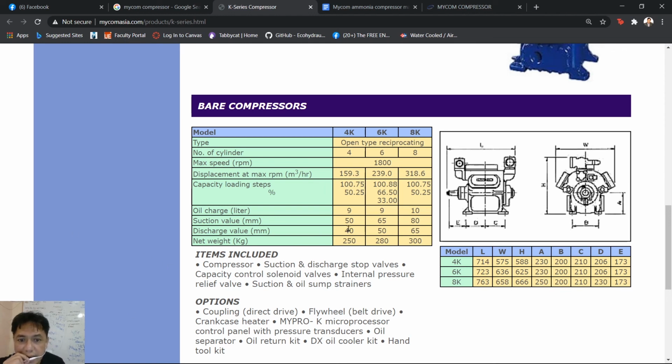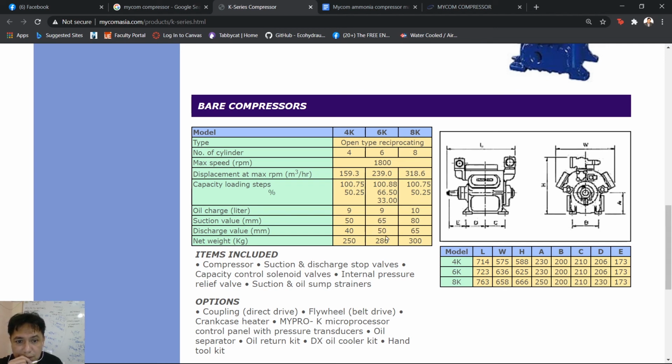Sa lahat ng design, ito 50. Ang discharge niya 40 kasi mas malaki dapat yung higop. Eh pag mas malaki yung labas, baka ma-vacuum ka, no? Mas malaki yung gusto mong ilabas kaysa doon sa source mo, 'di ba? So magkaka-negative pressure ka doon. So tandaan nyo sa mga design, laging malaki ang suction.